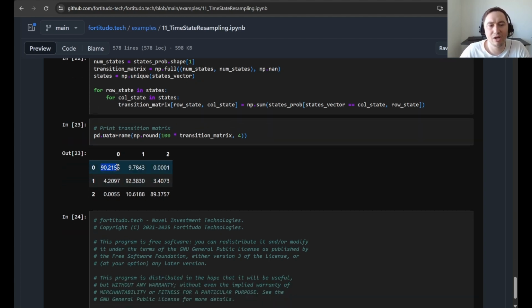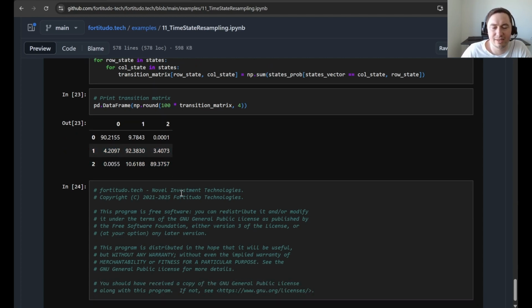You can see that if we are in a low volatility state, there's a very high probability that we stay in that state. There's a very, very low probability that we go to a high volatility state, at least in this simulated data. If you are in the mid state, there's a very high probability that you stay there, but you can also go to a low or a high volatility state. And for the high volatility state, the same thing.